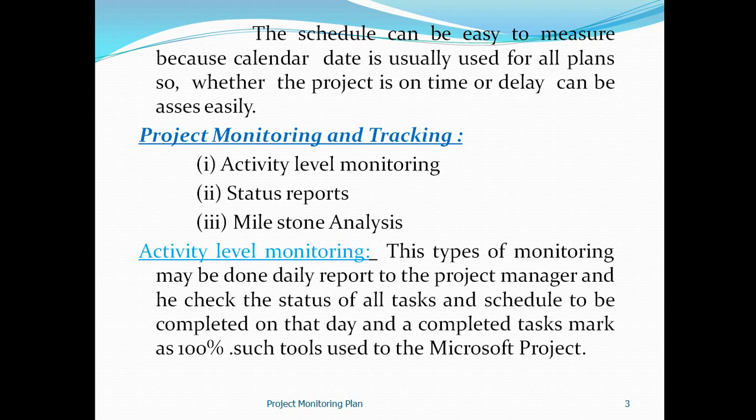The project monitoring and tracking can be classified into three categories: activity level monitoring, status report, milestone analysis, etc. Activity level monitoring is a daily task. It is daily work that will be checked by the project manager. Until it is complete, the developers are not permitted to leave the organization.